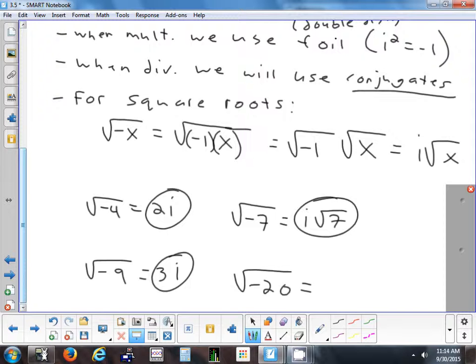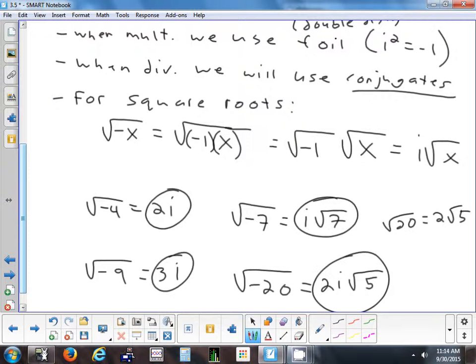And how about the square root of negative 20? Maddie? 2i square root of 5. Yeah, good job. 2i square root of 5. Think of it as, if you get stuck, start with the square root of 20, which is square root 4, square root 5. And it's the same thing, except put an i on the outside. Again, don't put the i after the 5. That's confusing. Perfect. Okay, so any questions on the square roots of negatives?